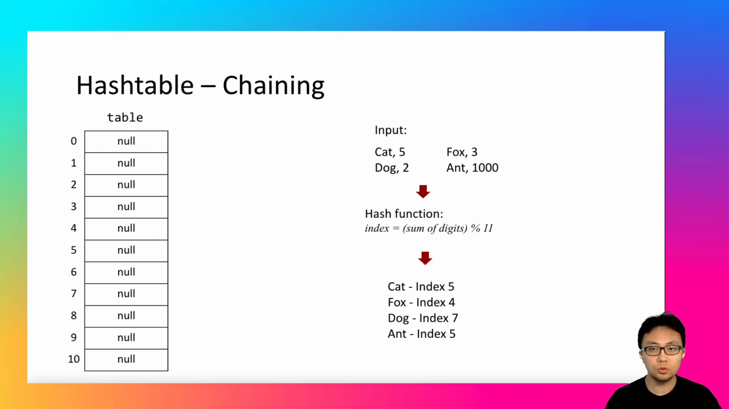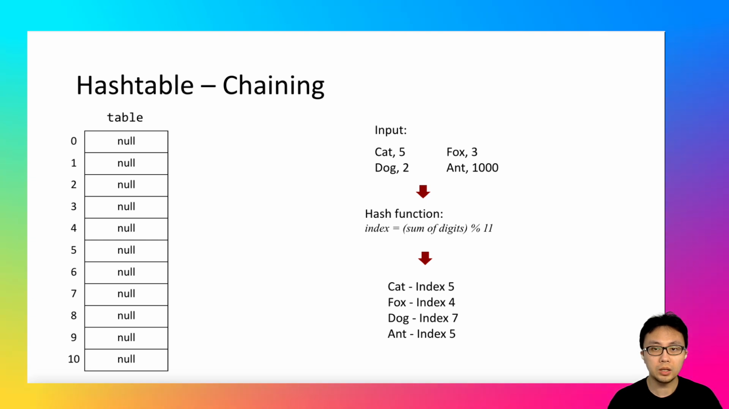You may notice that 2 pairs have the same index. I mean the pair whose key is cat and the other whose key is ant. How do you insert them into the same index? With open addressing, that's not possible. So you have to find a different position for either of the 2 pairs of data. However, with chaining, you are able to insert 2 or more data pairs into the same index.